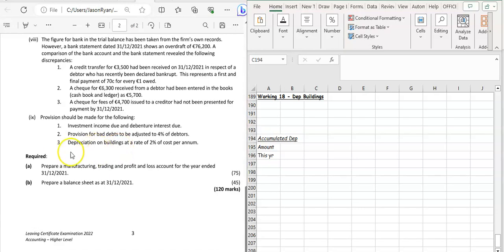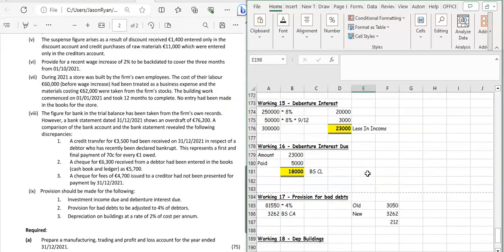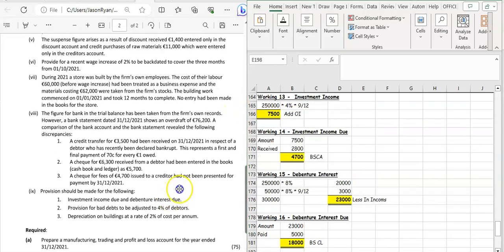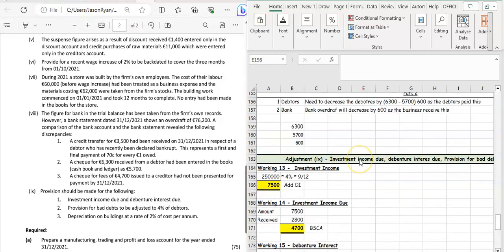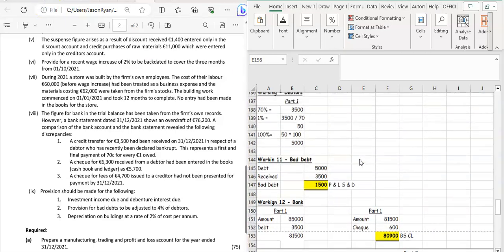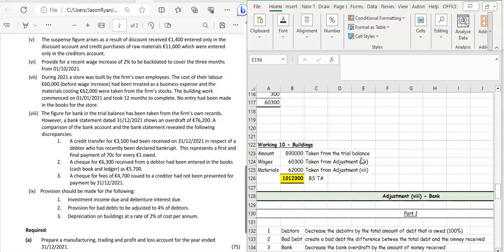Okay, so let's have a look at the last provision for the McGuigan 2022 exam paper for the manufacturing account. It says depreciation of buildings at a rate of 2% of cost per annum. For this one, we need to make sure we use the most up-to-date buildings figure. We had an adjustment for the extension that increased the value of our buildings. So let's go back and have a look. It was adjustment number 7.